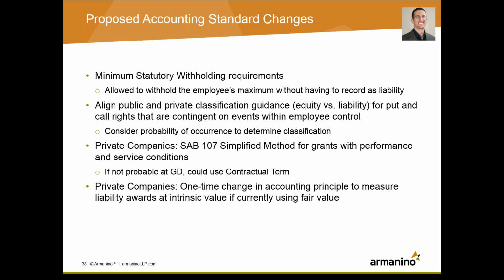One thing that is nice, if you are using the SAB 107 simplified method as a private company, again, these are not in effect yet, previously you were not able to apply that SAB 107 method to performance awards. You could only apply it to service condition awards. Now, if it's not probable at grant date, you could use the contractual term, or if it is probable at grant date, you could use the simplified method.